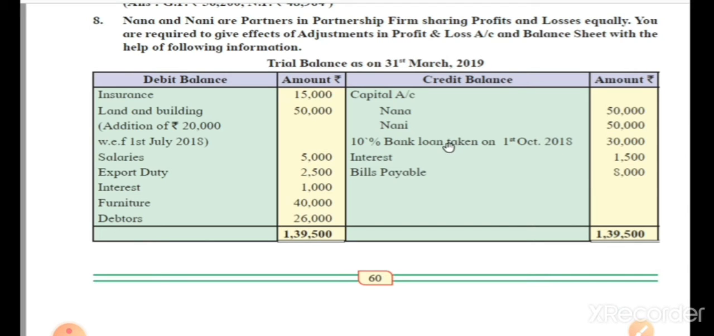that we first of all add in the balance sheet liability side with the bank loan, and the second effect of it we show in the profit and loss account debit side as the interest on bank loan, so it is a financial expense, that's why. Next item is the interest, that is 1,500. That interest on the credit balance list is the interest received, that is income. So profit and loss account credit side we record it. Next and last, bills payable amount is 8,000, and total of the credit balance list is 1,39,500.